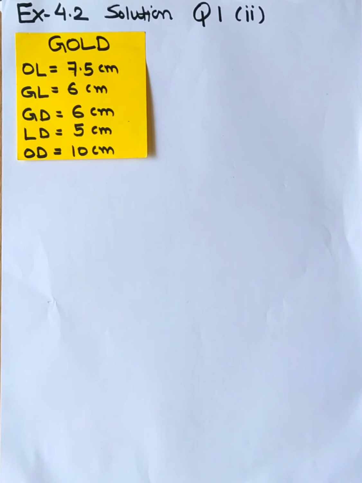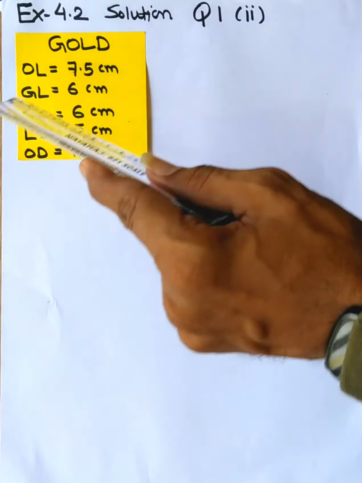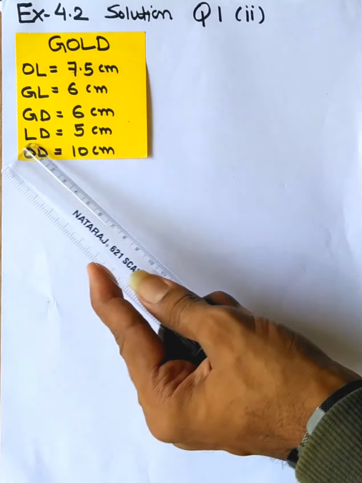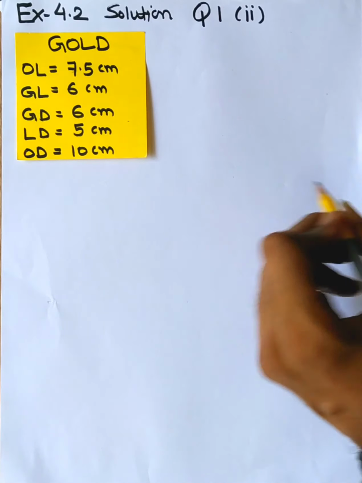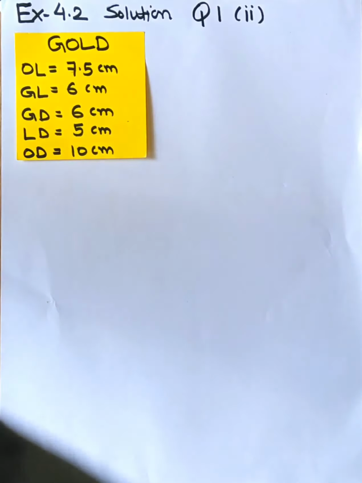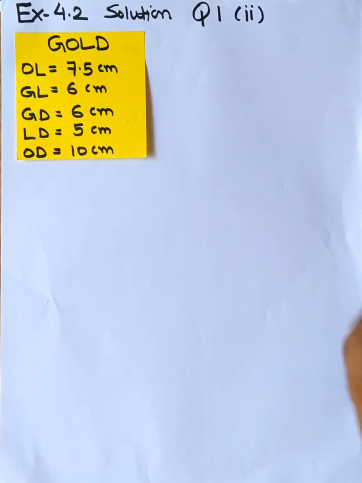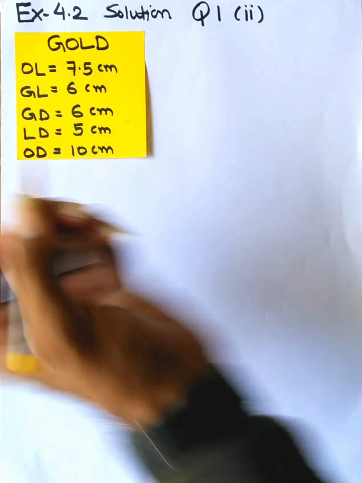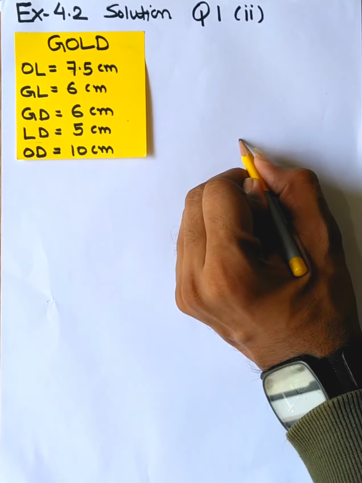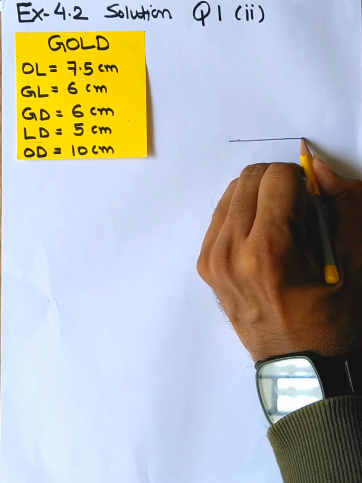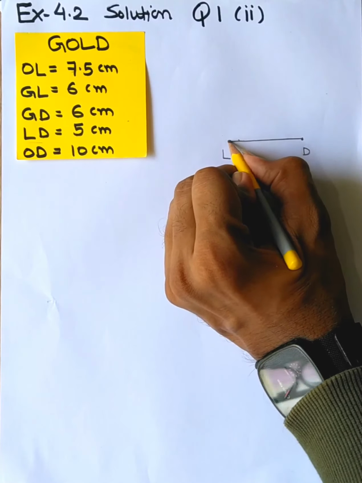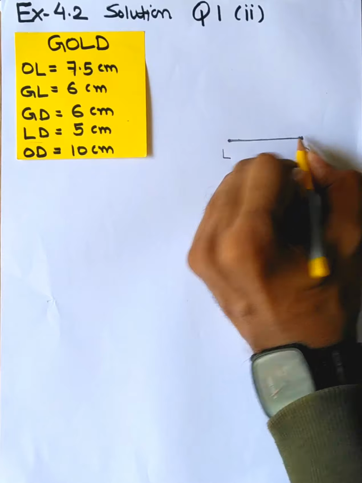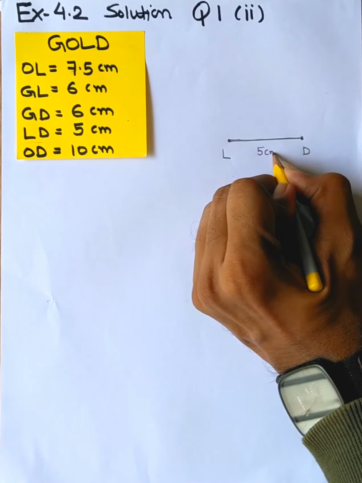Now next question, that is second one, is draw a quadrilateral GOLD in which OL 7.5, GL 6, GD 6, LD 5 and OD 10. So let us try to draw a rough figure. We will start with OL, or we may take LD. So let us start with LD, right? You may take any measurement. So I am starting with the smallest one, that is LD. Remember, there is no rule of taking any specific one first. So here I have drawn LD first.